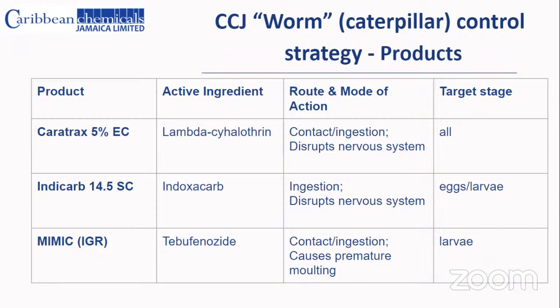Mimic is a very unique product in terms of its control of worms and caterpillars. The active ingredient is tebufenozide, and this particular product is what we call an IGR, an insect growth regulator. What it actually does is cause premature molting. Now, molting is a natural stage the pest goes through in its development, moving from one larval stage to the next. So this particular product causes premature molting.